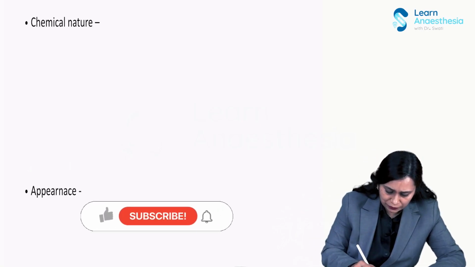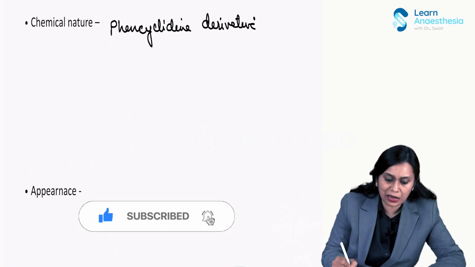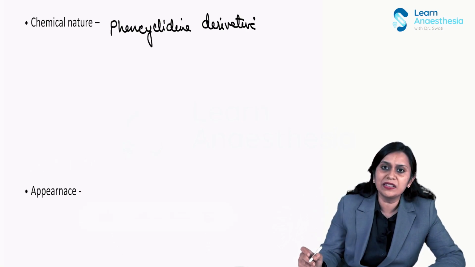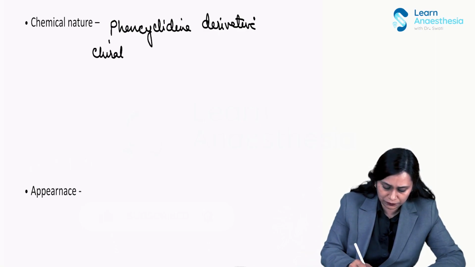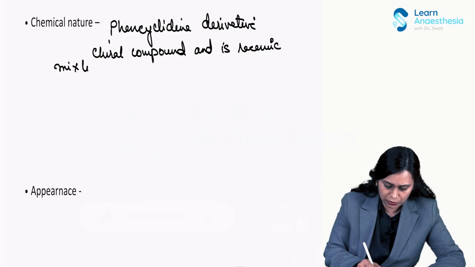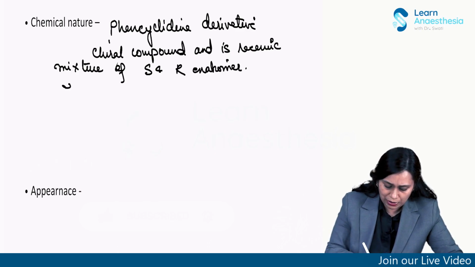So ketamine is a phencyclidine derivative. Now it has a chiral compound. It has a chiral asymmetric carbon. Chiral means asymmetric carbon, and it is a racemic mixture of S and R enantiomer. So it's a chiral compound and is a racemic mixture of S and R enantiomer, right?